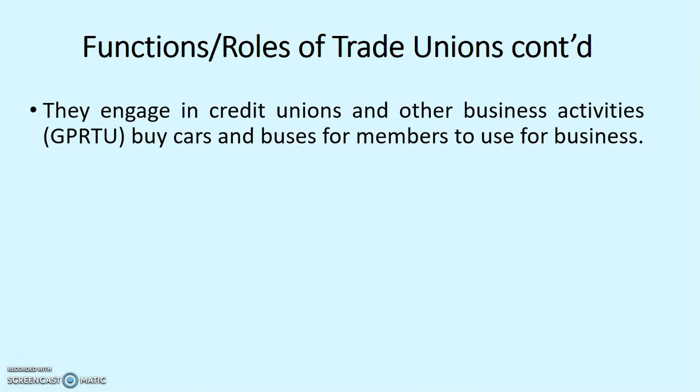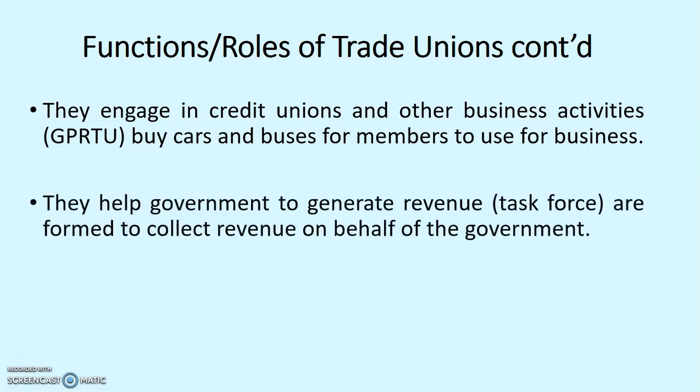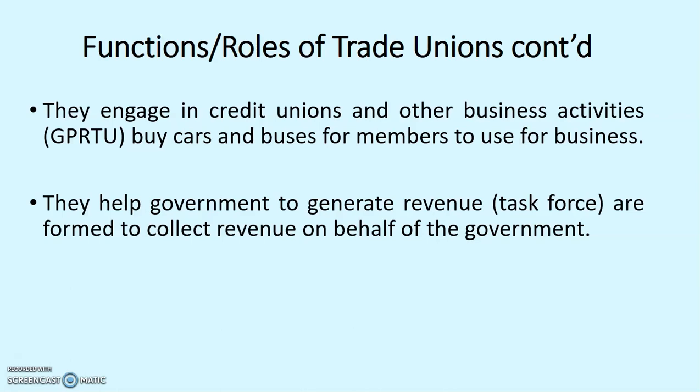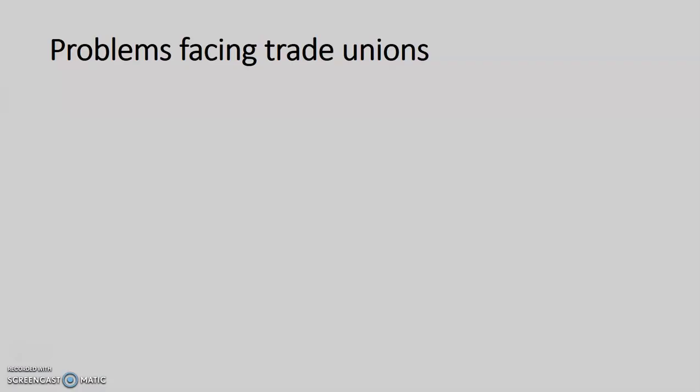Then another function is they engage in credit unions and other business activities. A typical example, we have the GPRTU who buy cars or buses for their members to use for business. So they help to create employment for their members. Then they help government to generate revenue. That is by forming a task force, and then they help to collect revenue or tax on behalf of the government. And then we know what the taxes are used for. They are used for supporting the government in their developmental projects in the country.